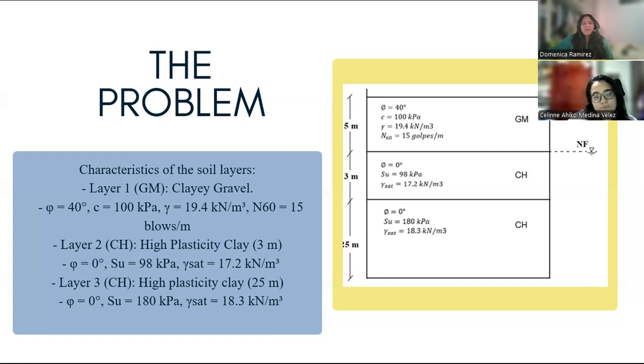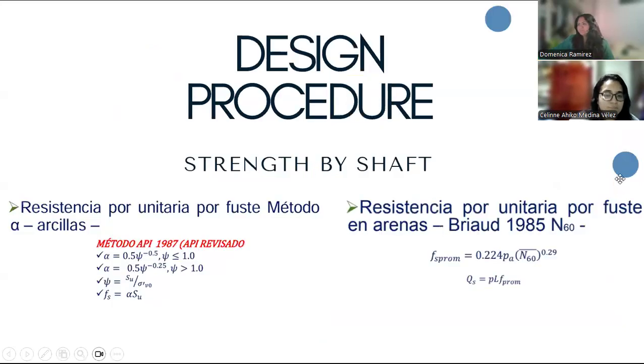Considering the data provided by the problem, the following methods are taken into consideration for shaft designs: the alpha method for clays and Briaud's method for sands. So, as Domenica says, we have two methods, the Briaud method and the alpha method. On the first, we are going to use the Briaud method because we have the number of strokes.